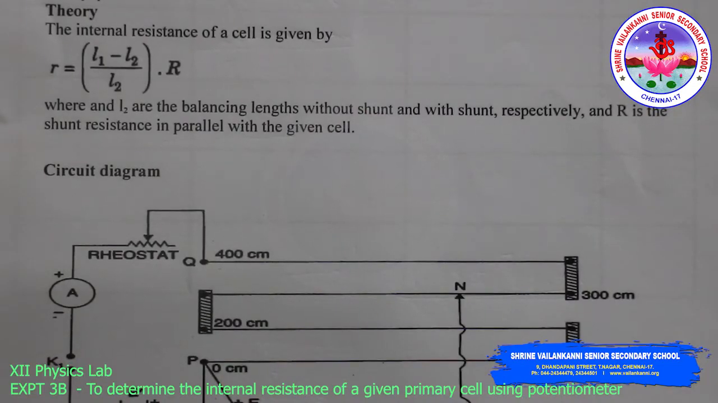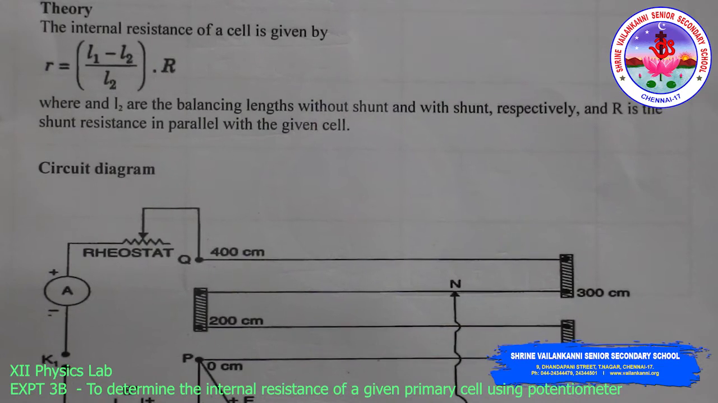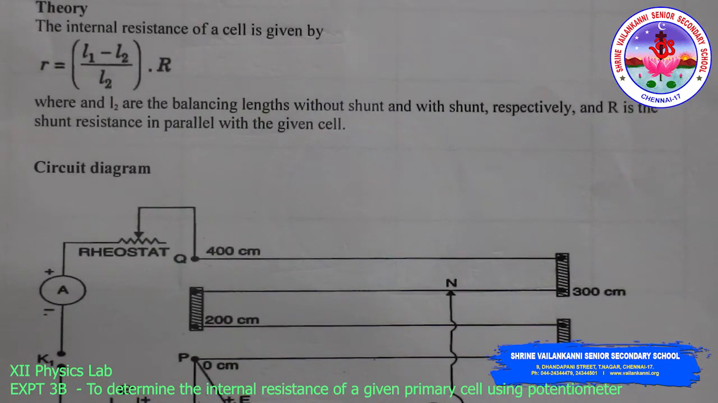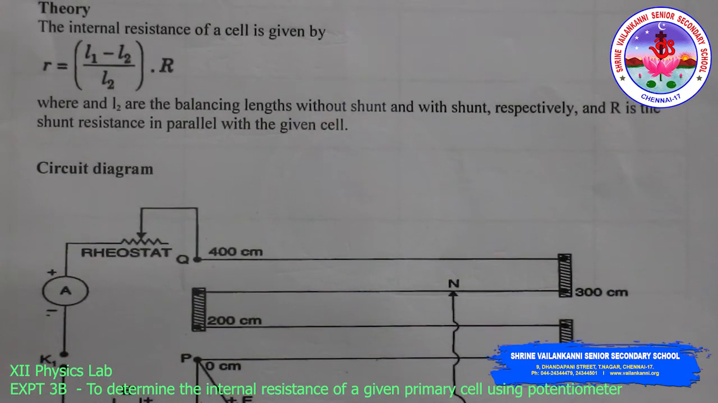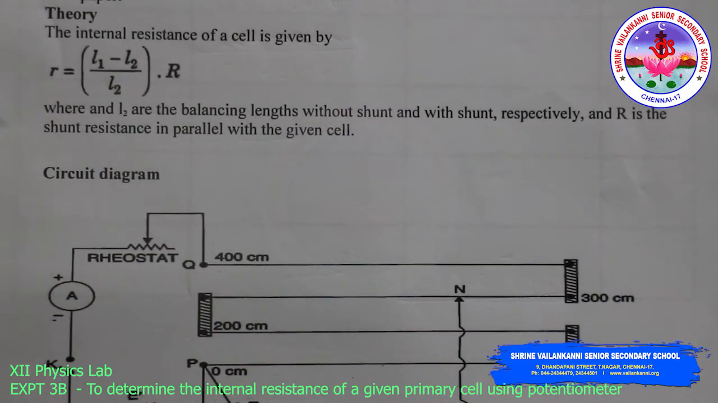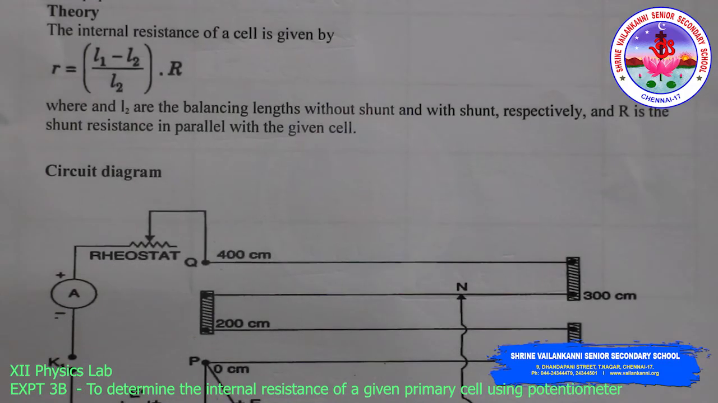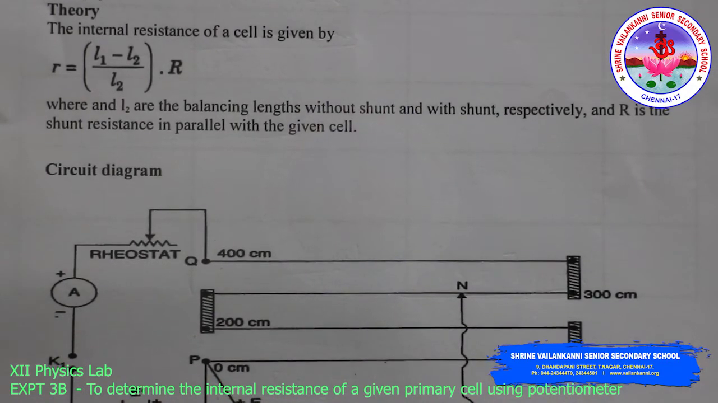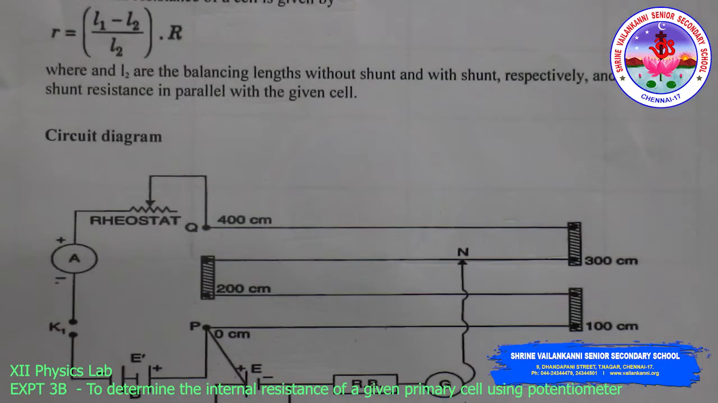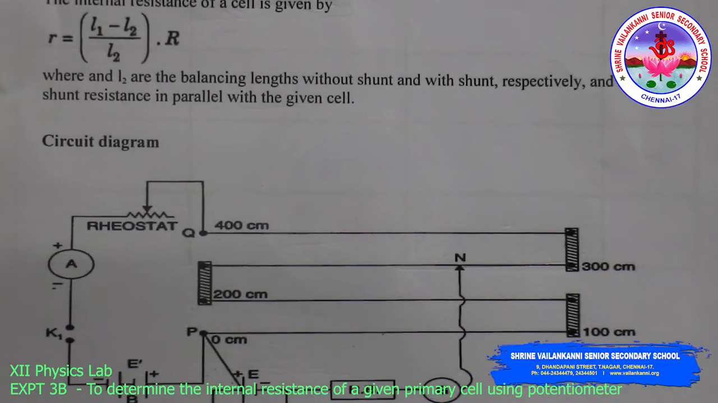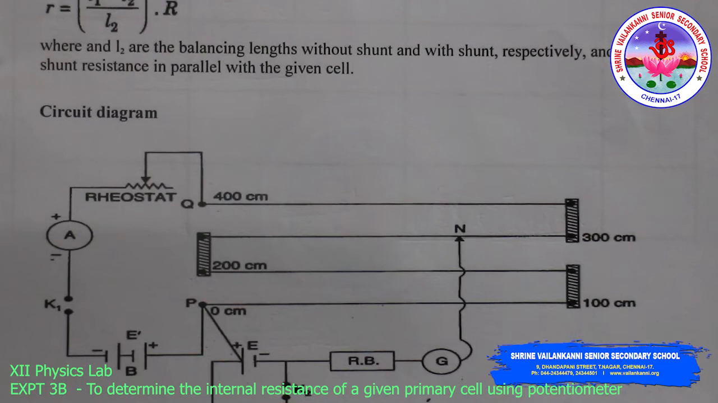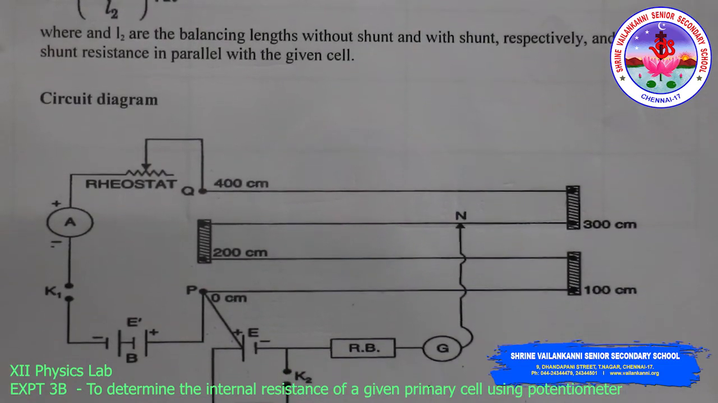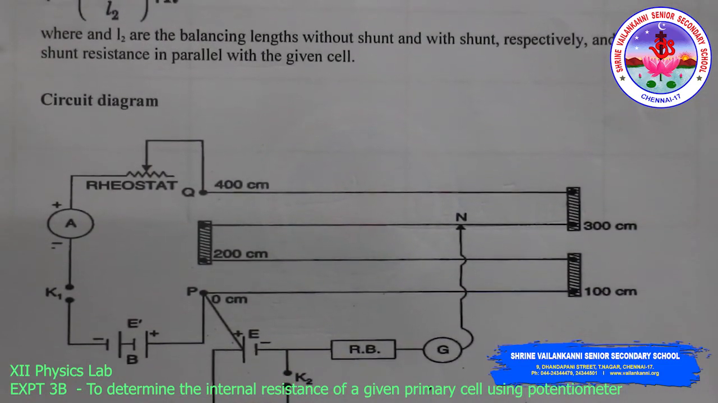Theory: the internal resistance of a cell is given by r = (L1 − L2) / L2 × R, where L1 and L2 are the balancing lengths without shunt and with shunt respectively, and the capital R is the shunt resistance in parallel with the given cell.